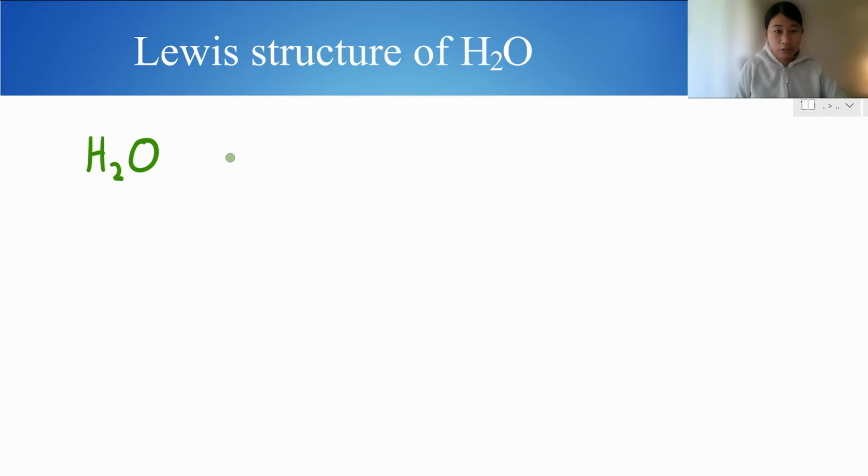So each hydrogen has 1 valence electron, but there are 2 hydrogens, so there are 2 valence electrons for the hydrogens. And then we add 6 because oxygen has 6 valence electrons. In total, we have 8 valence electrons.